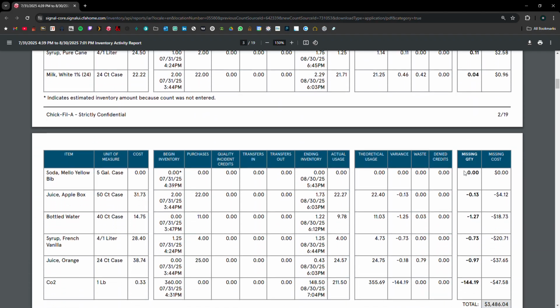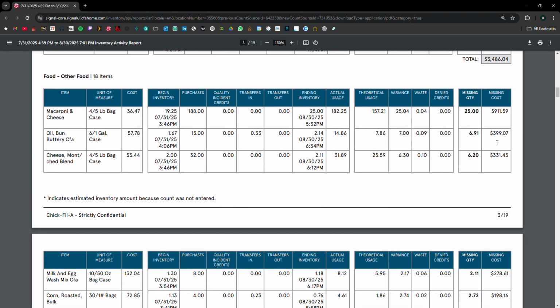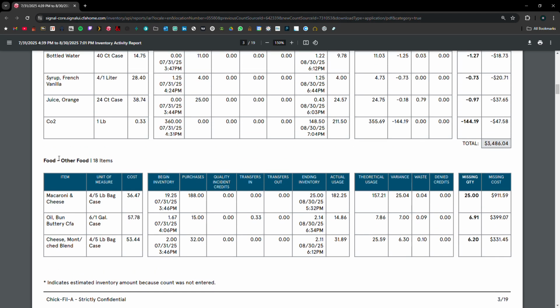If I scroll down past beverages and we go to other food, we have macaroni and cheese. And this one's even a higher dollar amount. We have over $900 worth of missing costs. So just starting from the beginning again, mac and cheese, the unit of measure is 4 5-pound bag cases. The unit cost for each case is $36.